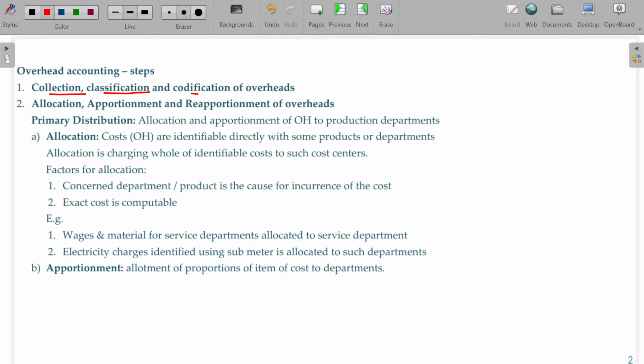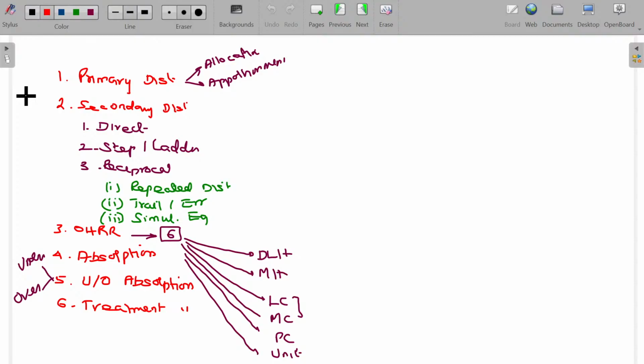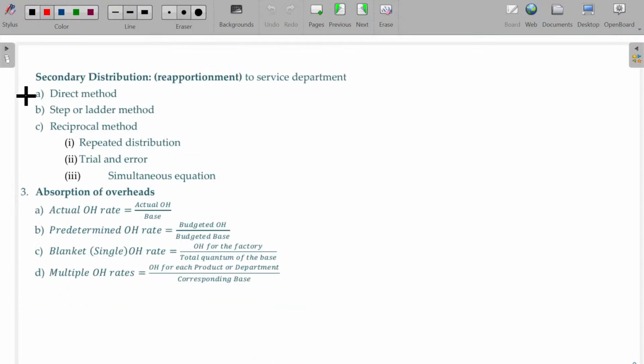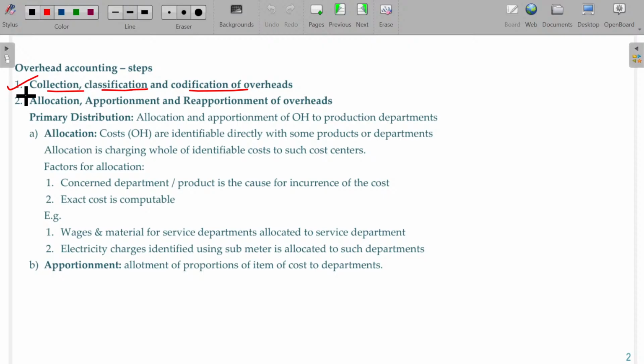Collection, classification, codification of overheads. That is the first step. What are the common expenses we incur for running the business? Rent, power, electricity. In such a way you are collecting the data, classifying the data and codifying the data. The second one is all about allocation, apportionment and reapportionment of overheads.